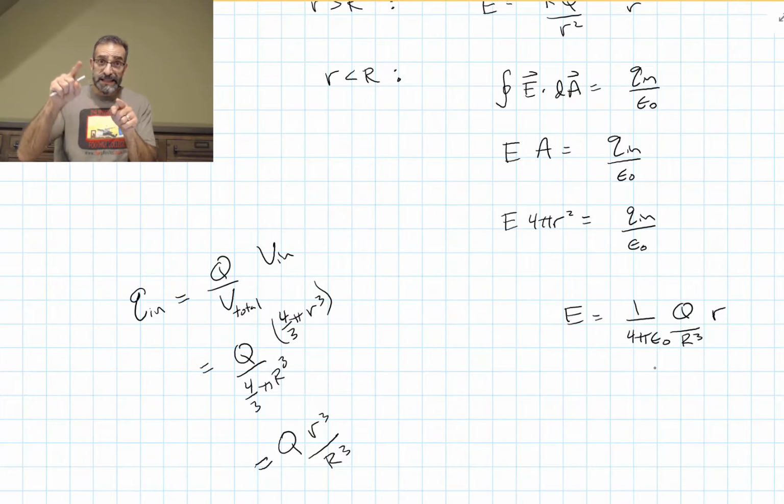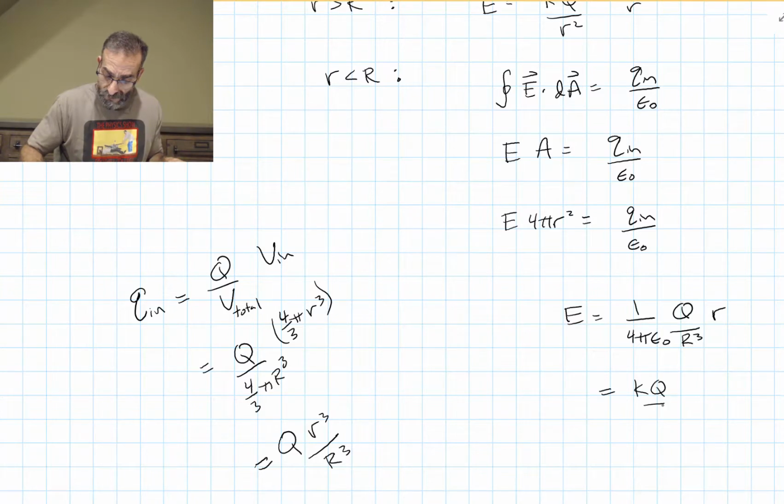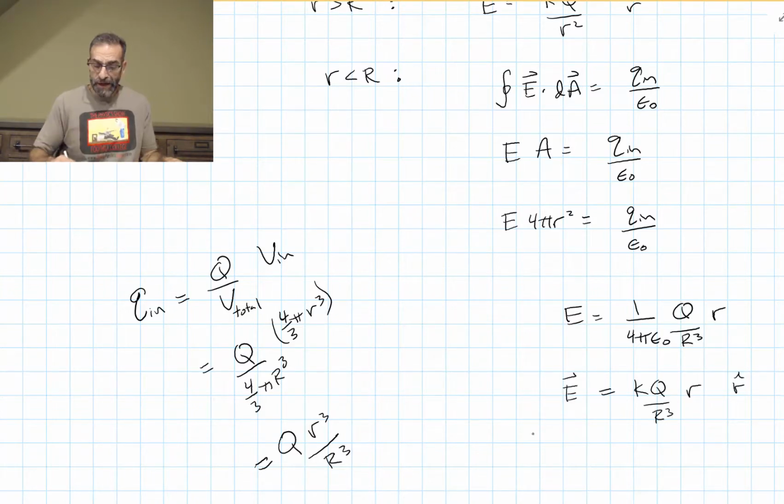And as we move out, it increases linearly until we get to the edge of our sphere, and then it drops off as 1 over r squared as we move away from the sphere. If you prefer to write it as k, we can write it in this form. And then, of course, it's a vector quantity pointing radially outward.